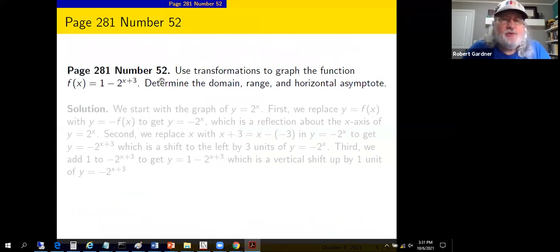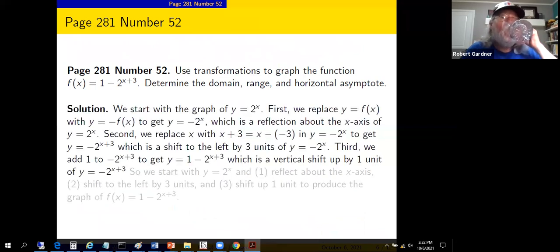Use transformations to graph this. Okay, that's kind of similar to what we had. We'll start with a library of functions deal, 2 to the x, and then we'll do the manipulations. Determine domain, range, and horizontal asymptote. All right, so we'll start with a graph of y equals 2 to the x.